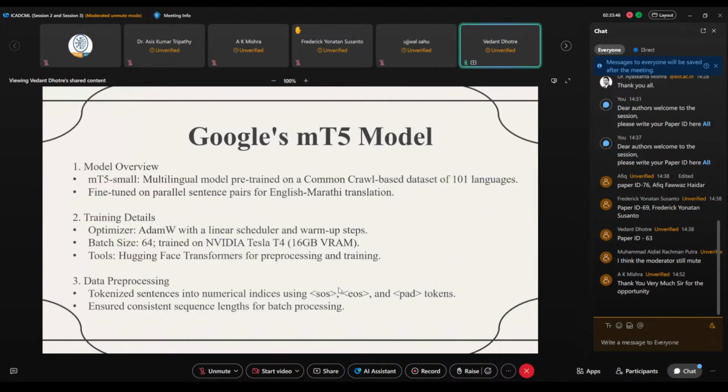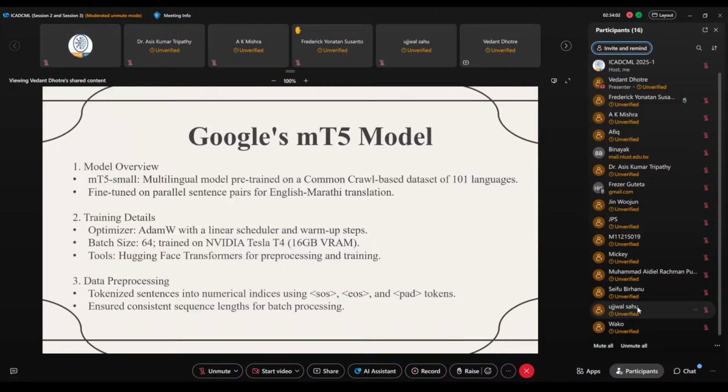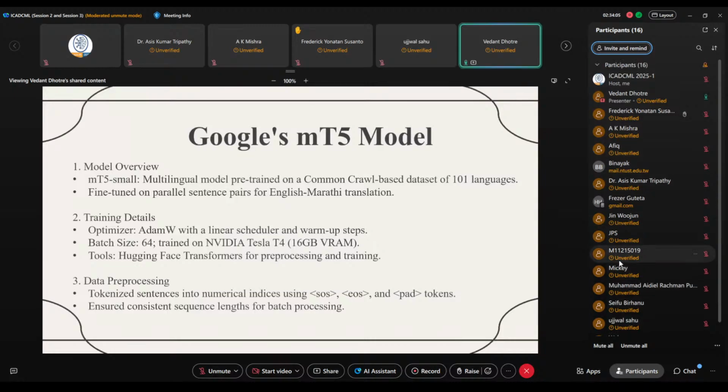Followed by the Google mT5 model. A single model, which is pre-trained on a Common Crawl data set of 101 languages. We have further fine-tuned it on parallel sentence pairs for English to Marathi translation. The training details are as follows. We've used the AdamW optimizer with a linear scheduler and a batch size of 64, and this was trained on the NVIDIA Tesla T4, which has 16 GB VRAM. We have also used Hugging Face Transformers for training the mT5 model.